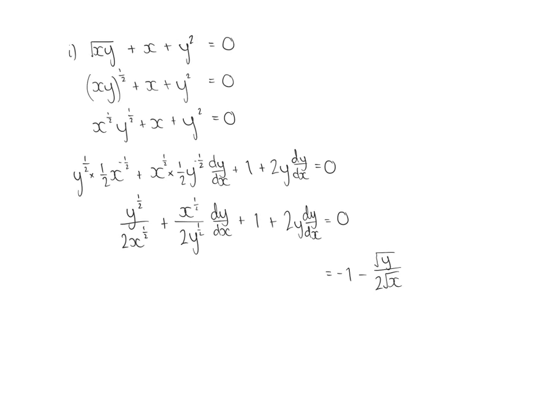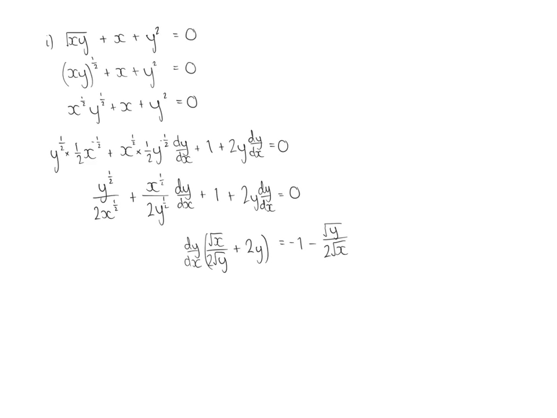Factorise out dy by dx on the left hand side, so we're left with root x over 2 root y plus 2y. And then, because we're going to be dividing by that bracket on the left hand side, it's useful to write that as a single fraction. So we want it all over 2 root y.